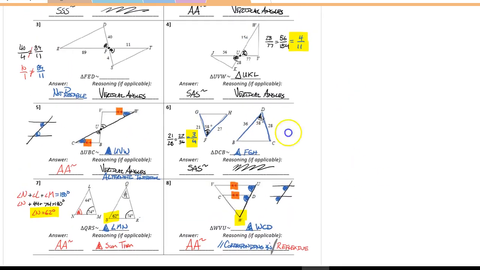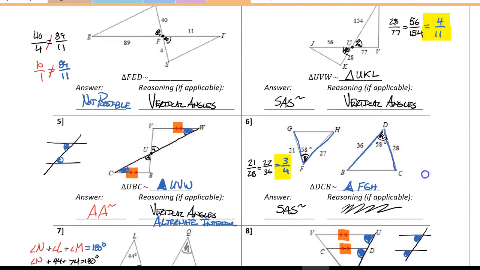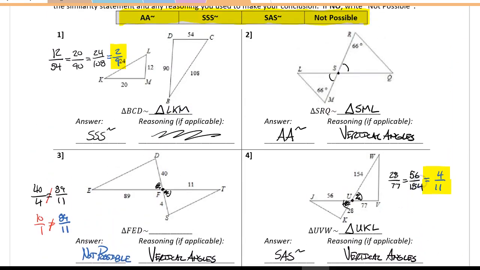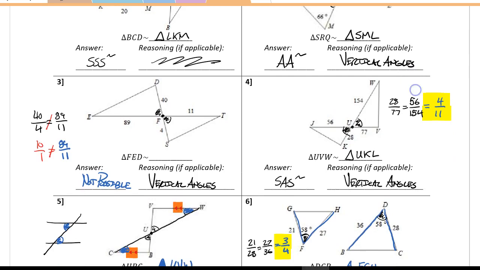First page of the exam will be on these angles, recognizing these triangle similarity theorems, just like the last exam was triangle congruence theorems. Be prepared to pick out these three along with the not possible. Number 3, not enough information.